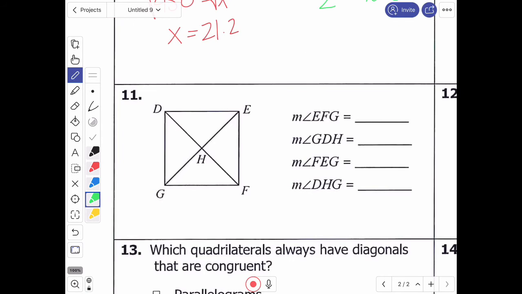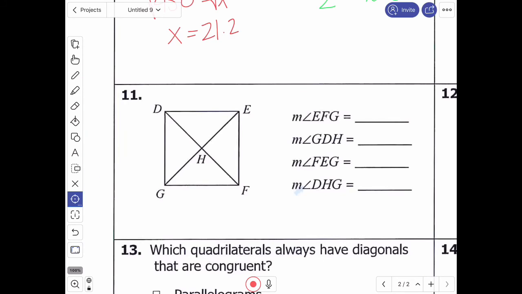Okay, in 11, we're just doing angles, and reminder that whenever you're doing problems with squares and finding their angle measurements, the only two measurements you should get are 90 degrees or 45 degrees. And that's because of all these perpendicular angles that are coming up, and then the diagonals are bisecting those perpendicular angles. So when you cut 90 degrees in half, you're getting 45. So that's why you're only going to see 90 degrees or 45 degrees in my answers for number 11.